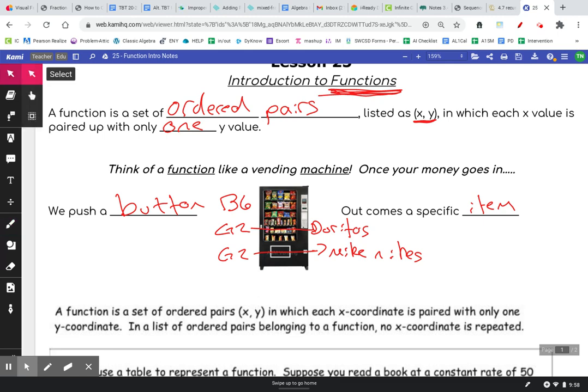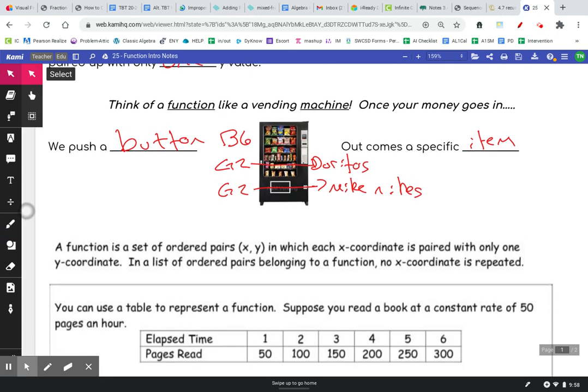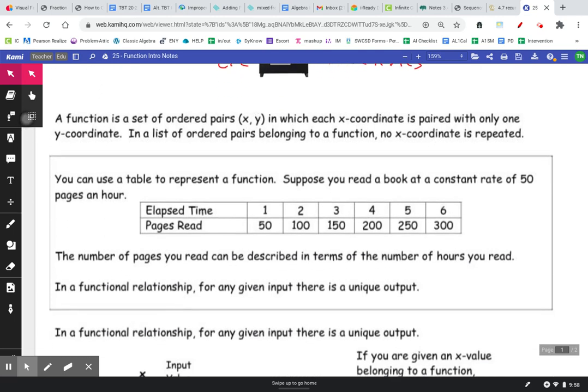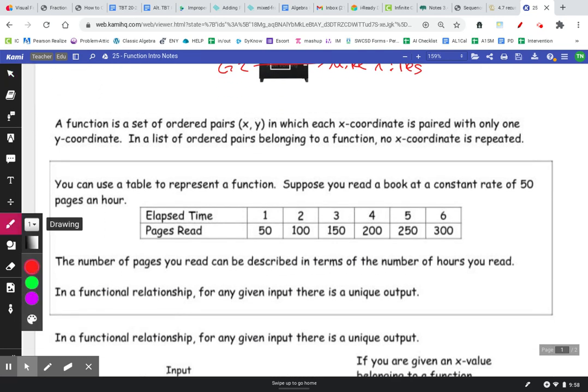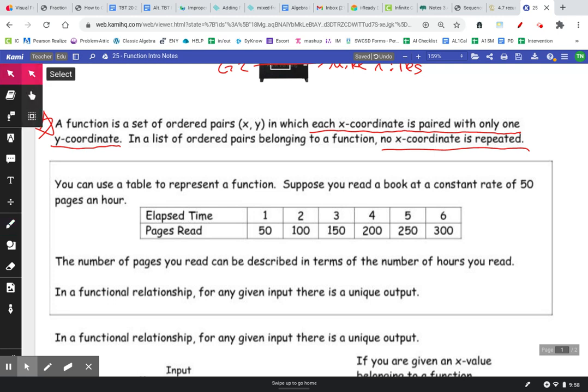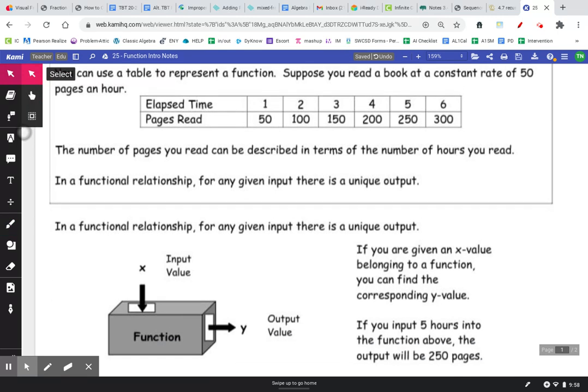Okay, so we're going to see down here, I reiterate again, you're going to see here, it says, again, a function. I can't stress this enough, this unit. A function is a set of ordered pairs in which each x coordinate is paired with only one y coordinate. In a list of ordered pairs belonging to a function, no x coordinate is repeated. And I'm going to explain that in these two examples below. I'm going to hop down to this machine here, and I'm going to reference this problem up above.